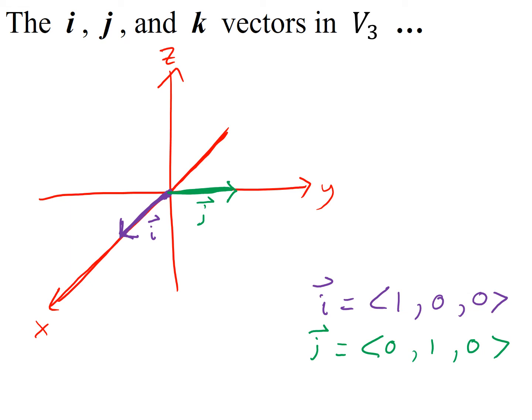Okay, and then k. Choose a different color for k. So k is going to point in the z direction. Okay, and I'm sure you can guess what the components are going to be. 0, 0, 1. And as I said before, for 2-dimensional vectors, for 3-dimensional vectors, every vector can be written in terms of the i, j, and k vectors. So instead of having angle brackets and a bunch of numbers with commas, you just have a bunch of i's, j's, and k's being added.